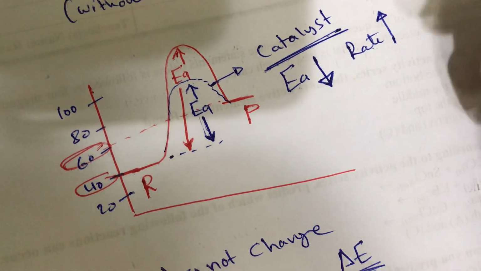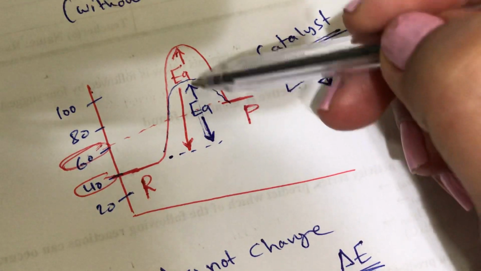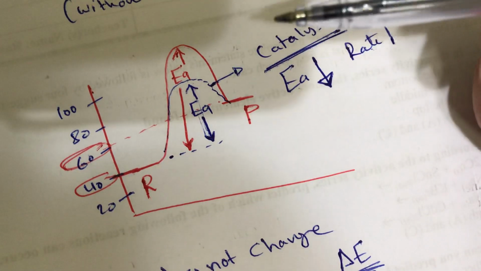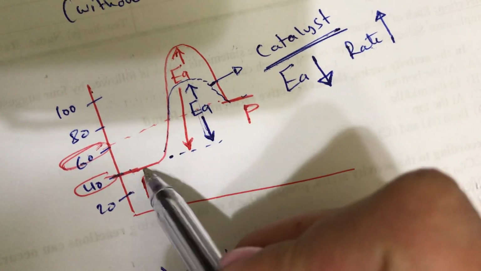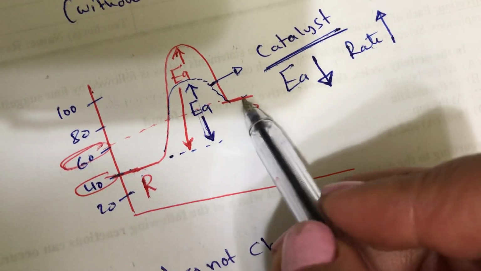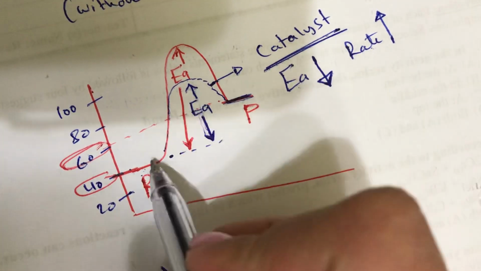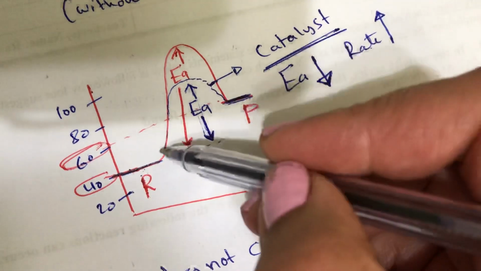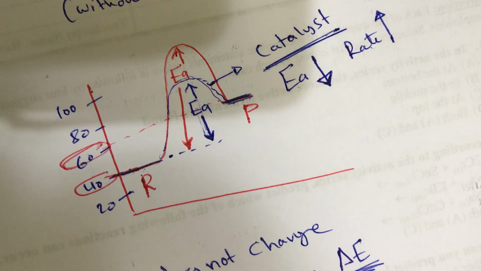Again, a catalyst just lowers the activation energy, so the rate of reaction increases, but it does not change the energy of reaction. The energy of reaction, the difference in energy between reactant and product, is fixed. Just the activation energy decreases.